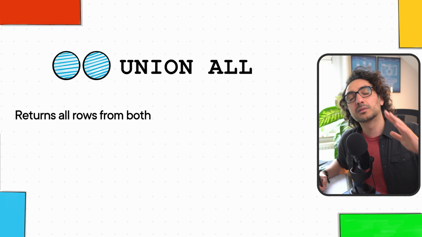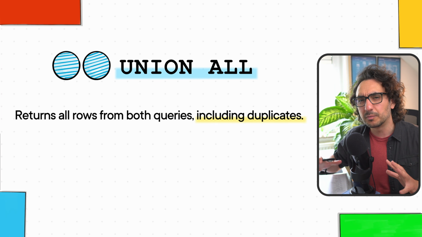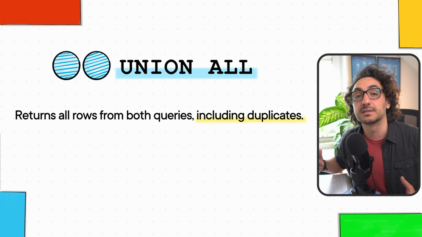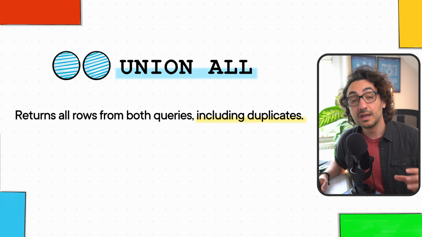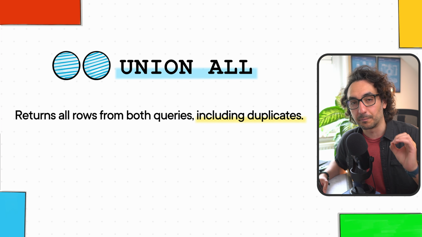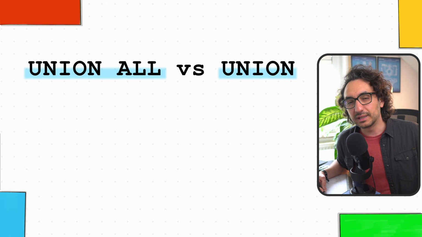Okay, so now union all. Union all gonna go and return all rows from both queries. So it's very similar to union. It's gonna go and combine all the rows and everything gonna be presented in the combined result set. But the big difference is that union all will not remove any duplicates. It is the only set operator that doesn't remove duplicates, and it's gonna show all the rows as it is. So if you have a row 10 times from the query, you will find it as well in the output 10 times.